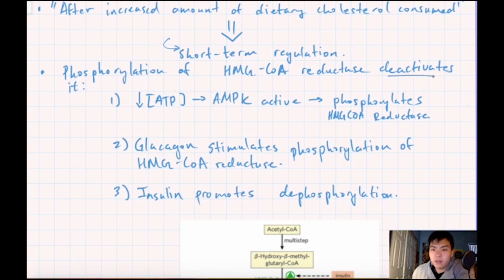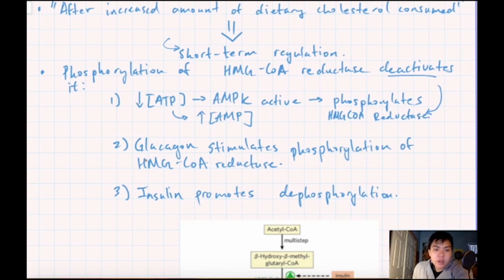Phosphorylation will actually deactivate it. So the first thing that phosphorylates it is low levels of ATP. So when you have low levels of ATP, you have high levels of AMP. And when you have high levels of AMP, you're going to activate your AMP kinase. And AMP kinase is going to phosphorylate our HMG-CoA reductase, which deactivates it. So when we don't have a lot of energy, when we don't have excess ATP, we're not going to be wanting to synthesize cholesterol, essentially.